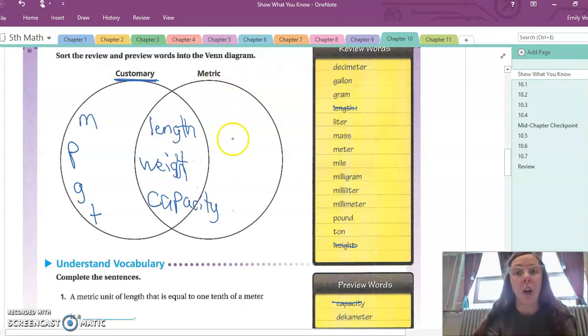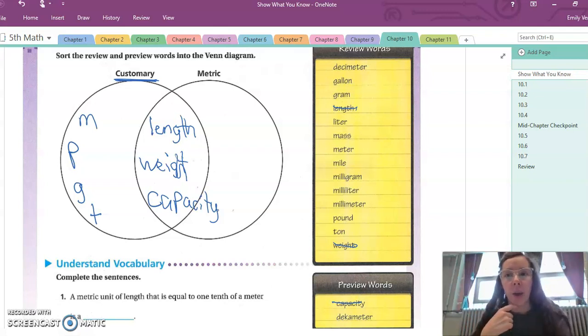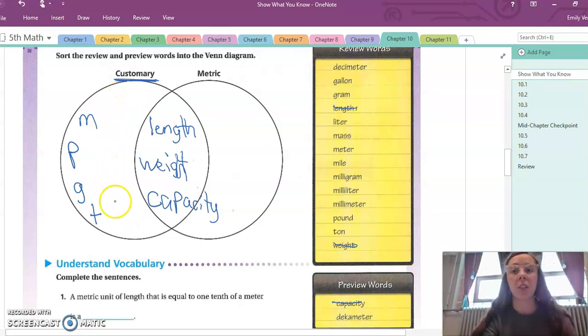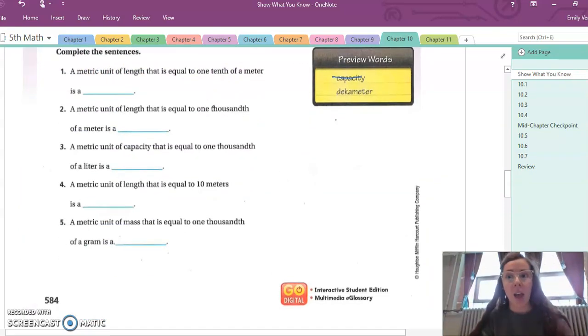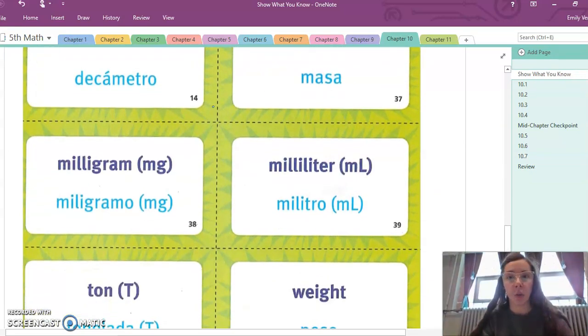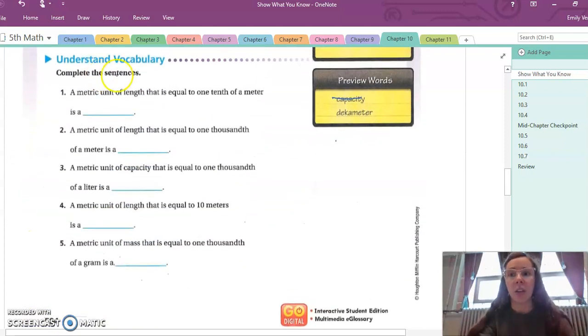The rest of them will all be metric units, which we're not super familiar with, but some of them might sound familiar, like you've maybe heard of them before. Okay, go ahead and find all of your customary units and then all of your metric units. You can do that on your own now. And then use your green vocab words to fill in these ones down here.